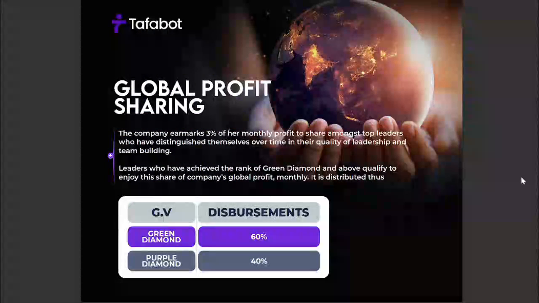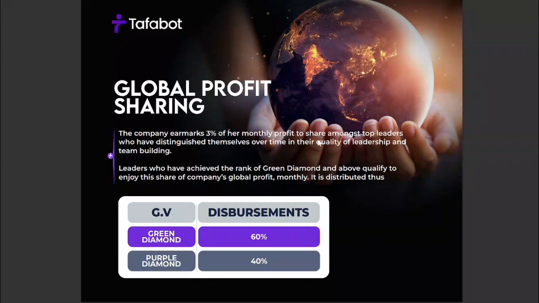Now, let's look at the profit sharing. The company earmarks 3% of its monthly profit to share among top leaders who have distinguished themselves over time in their quality of leadership and team building. Leaders who have achieved the rank of green diamond and above qualify to enjoy this share of the company's global profit monthly. It is distributed thus.